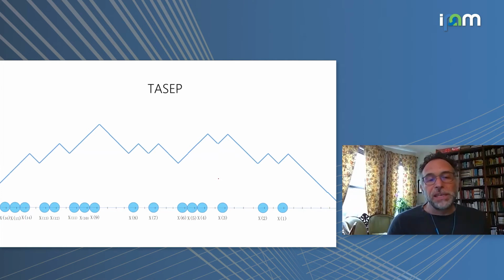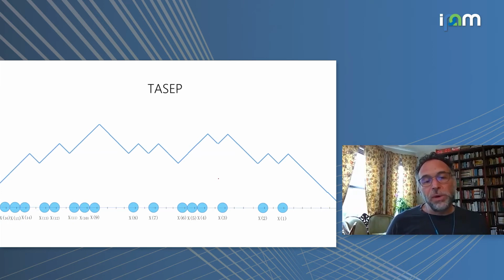And the rule of TASEP is that particles are attempting jumps to the right at rate 1, and they're only allowed to jump if there's no particle in the way. That's the exclusion. So this is called the totally asymmetric simple exclusion process.